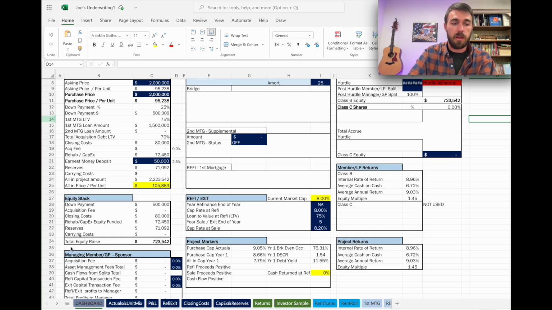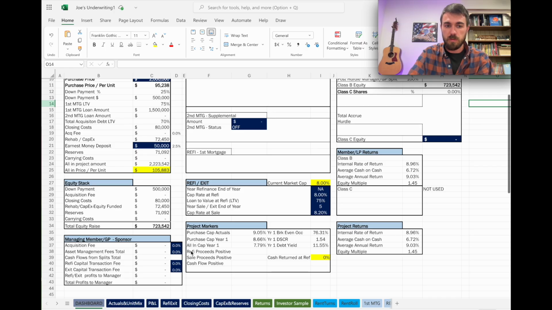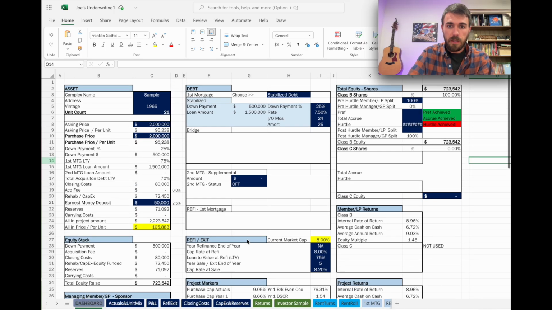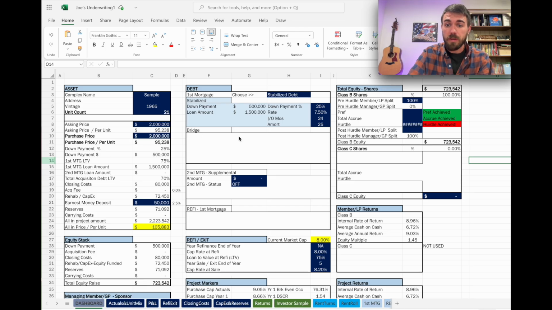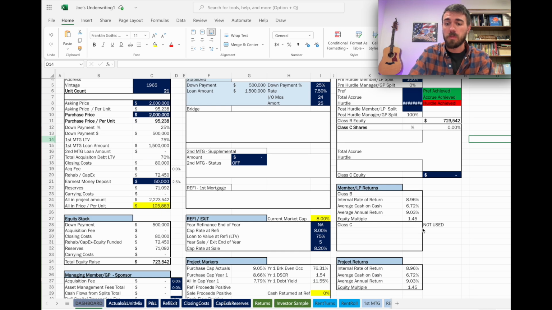So I'm going to have to bring a total of $723,542, and this is with some assumptions. And that's my assumption. I had 25% down at this rate, all those assumptions. But right now, if I did that at $2 million, my total equity multiple is only a 1.45, which means I'm not making a huge return, right? The cash on cash is only just under 7%.